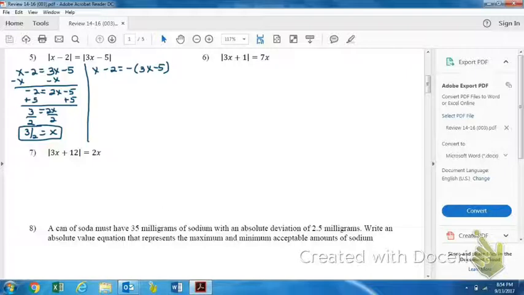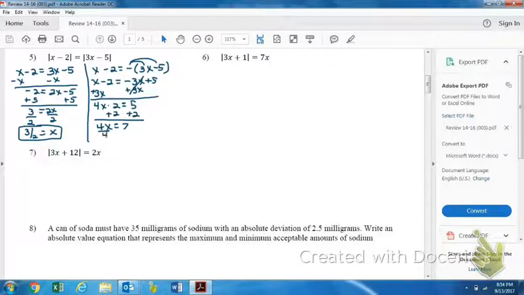On the negative side, we first have to distribute that negative to both terms. And so that's negative 3x plus 5. This time I'm going to add 3x to both sides because I like my variables to be positive. It doesn't matter which side you put yours on. So we have 4x minus 2 equals 5. Add 2 to both sides, and you have 4x equals 7. Divide both sides by 4, and x equals 7 over 4. So there's your second solution.